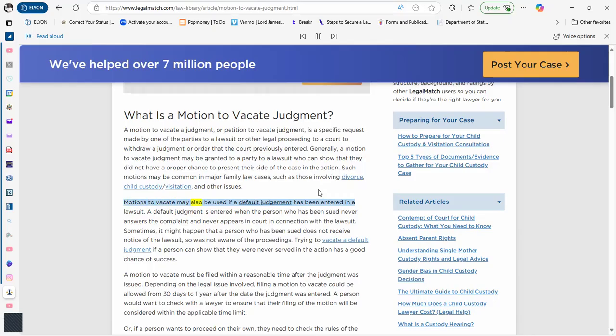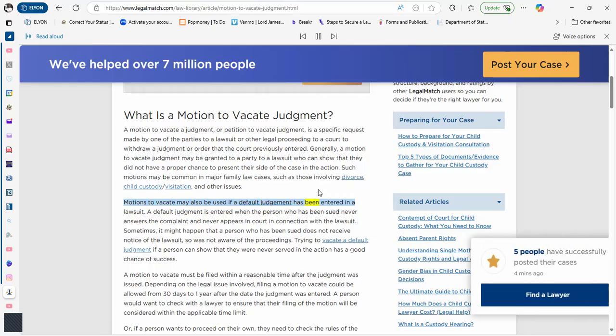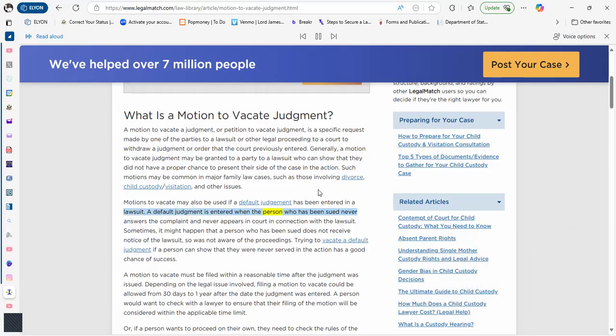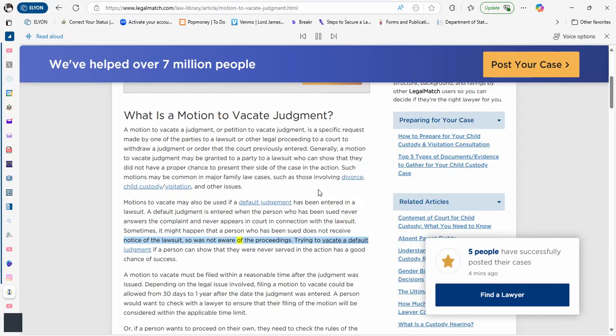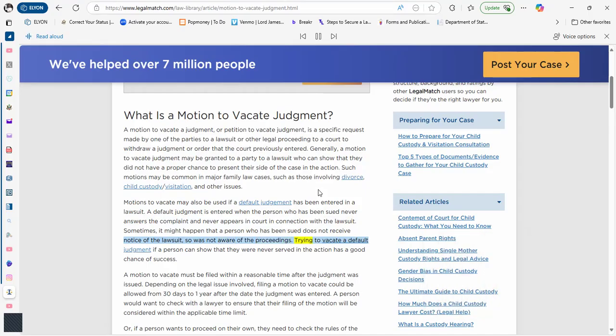Motions to vacate may also be used if a default judgment has been entered in a lawsuit. A default judgment is entered when the person who has been sued never answers the complaint and never appears in court in connection with the lawsuit. Sometimes, it might happen that a person who has been sued does not receive notice of the lawsuit, so was not aware of the proceedings. Trying to vacate a default judgment if a person can show that they were never served in the action has a good chance of success.